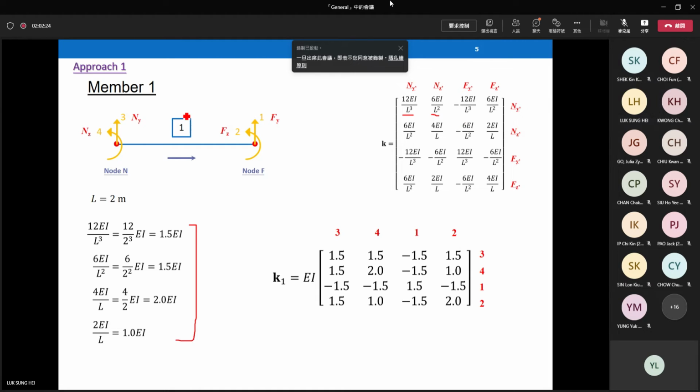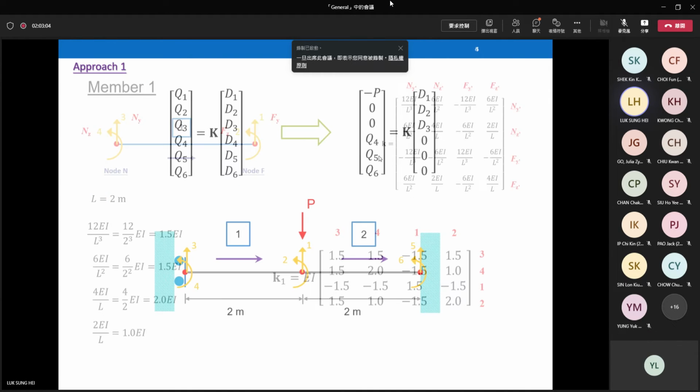For element 1, for a beam, we arrange the member orientation from left to right. So the left end is N, the right end is F. NY, NZ, and then FY, FZ help you to arrange the code number: 3, 4, 1, 2. This is the code number order. The code number order helps you to assemble the matrices together to form the structure stiffness matrix, capital K.